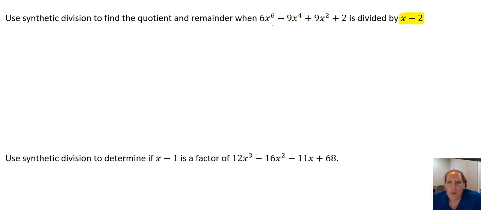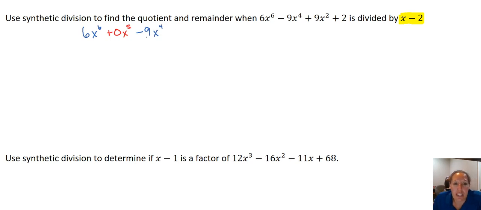Alright, so when we're setting this up, we always want to make sure that we're not missing any terms. So here we have 6x to the 6th minus 9x to the 4th. We're missing an x to the 5th term. So we want to make sure that we rewrite that dividend, and we put in 0 coefficients for any of the powers of x that don't appear in that polynomial.